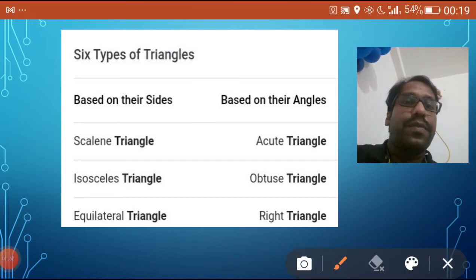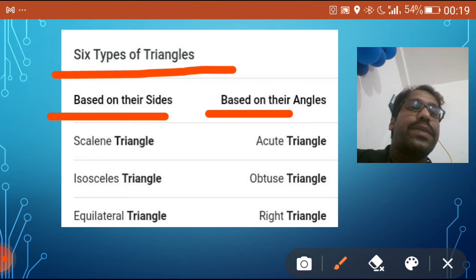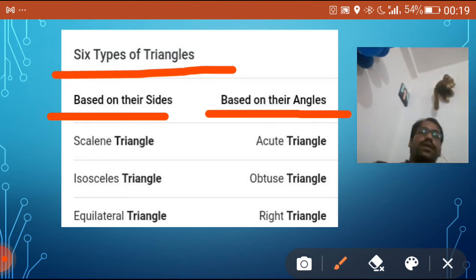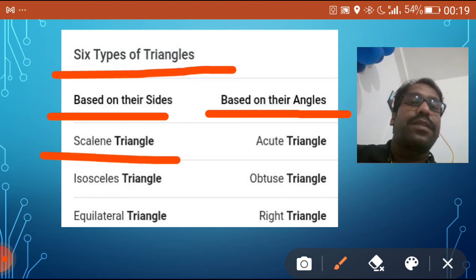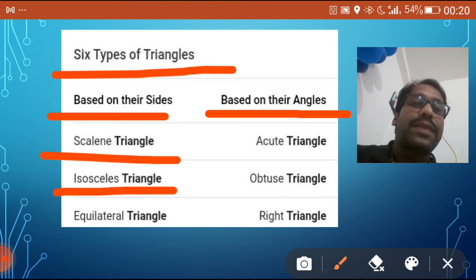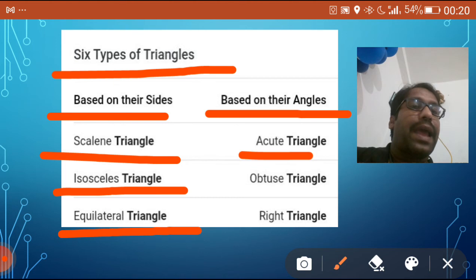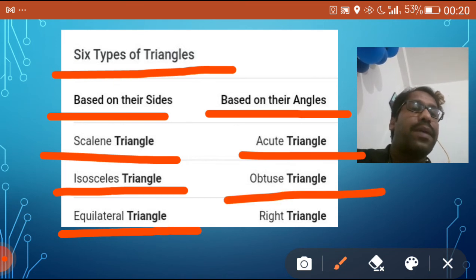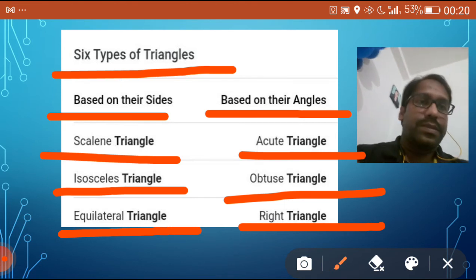Okay, so we have 6 types of triangles, on the basis of sides and on the basis of angles. On the basis of sides, we have scalene triangle, isosceles triangle, and equilateral triangle. As well as on the basis of their angles, we have acute angle triangle, obtuse angle triangle, and right angle triangle. What are these triangles? We'll see just now.